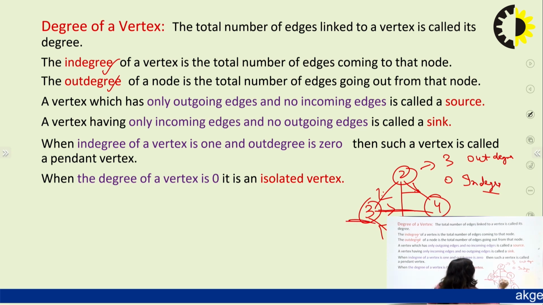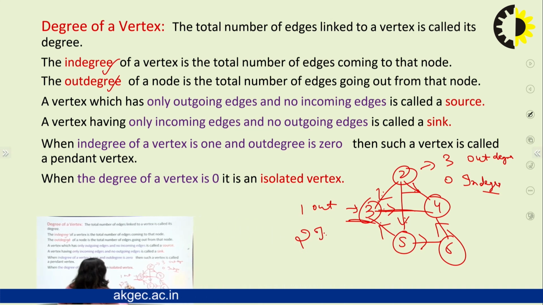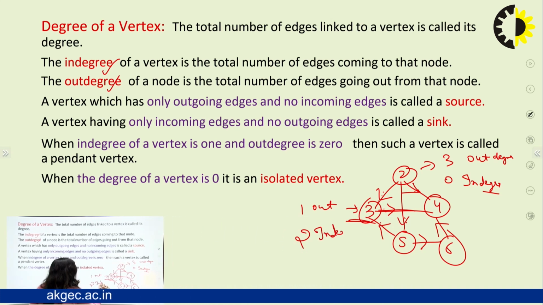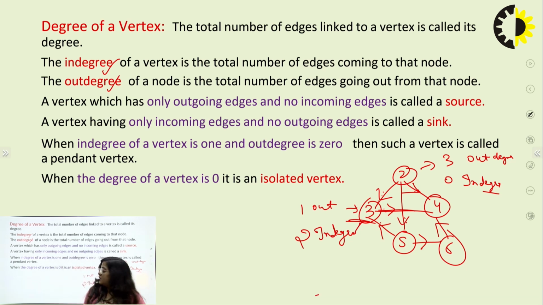Out degree is 1. Only one connected line is going out, and check: out degree is 1 and in degree is 2. So this is the out degree of this vertex and this is the in degree of this vertex. Okay. So in this way we can easily find out the degree of a graph, the in degree of a graph and the out degree of a graph.